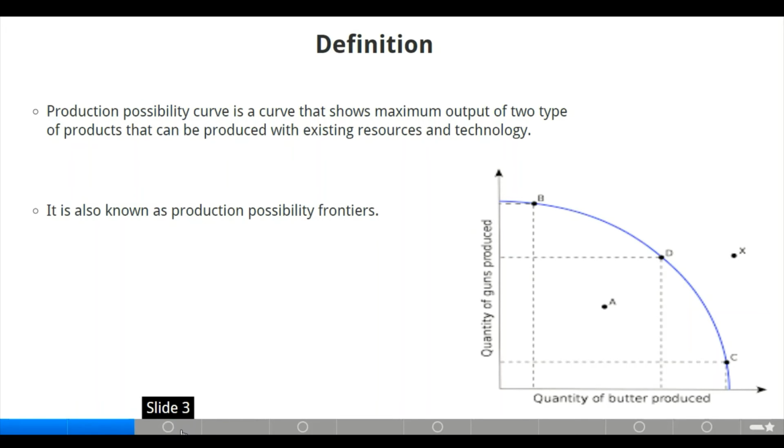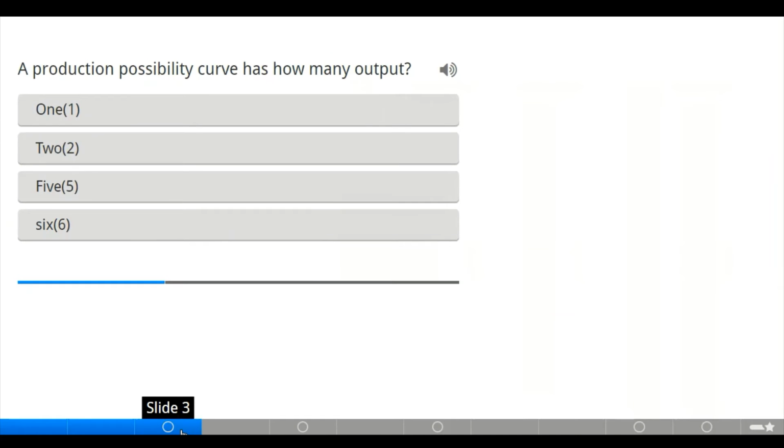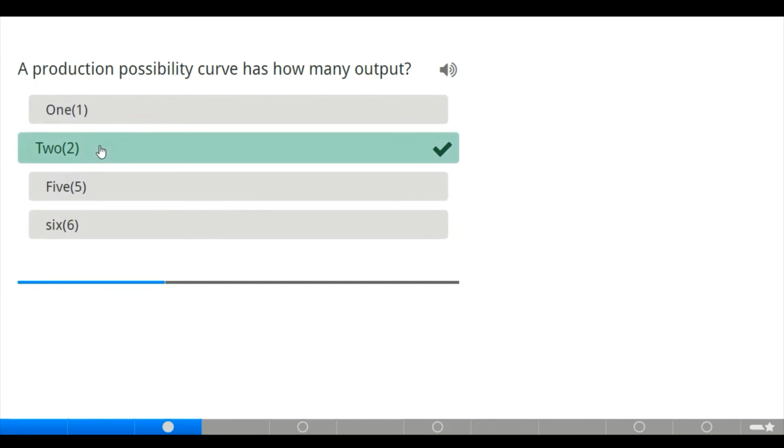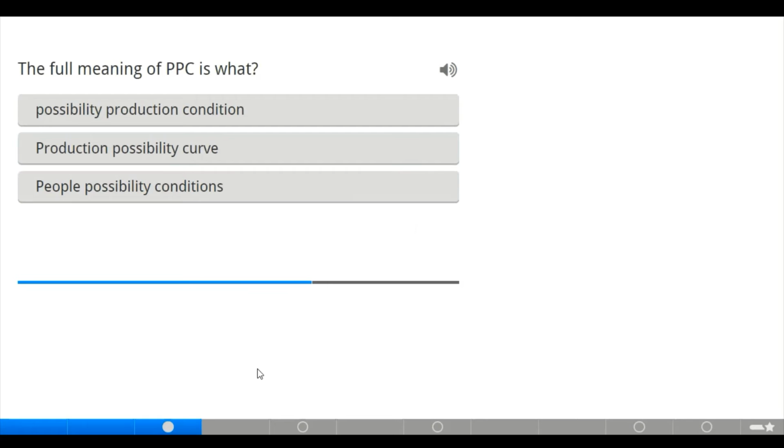Moving to the next slide, where we have just one activity here. A production possibility curve asks how many outputs. One output, two outputs, five outputs, or six outputs? You just have two maximum outputs.